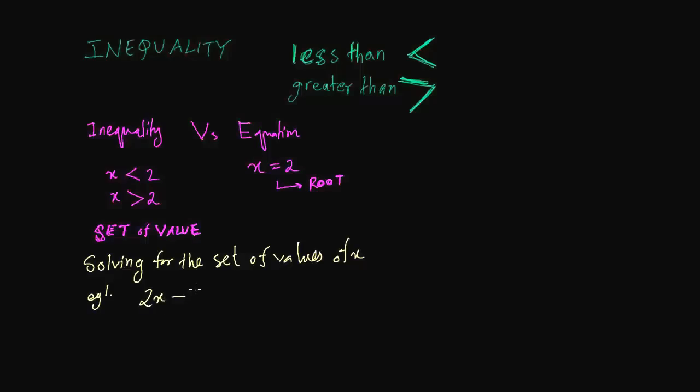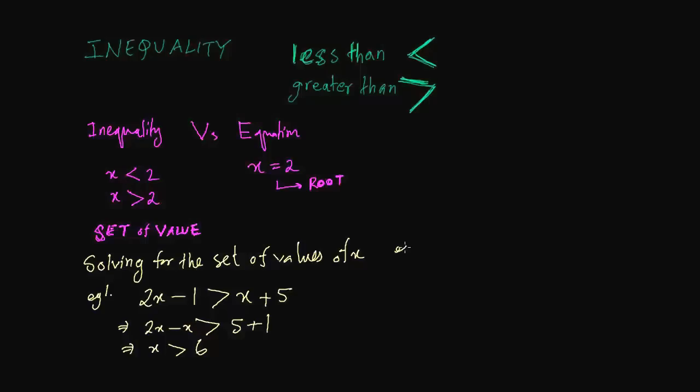Now let's use one example: 2x minus 1 greater than x plus 5. We solve this like any equation. We bring all the x on the left hand side. This is a linear inequality. So 2x minus x greater than 5 plus 1. If you bring that 1 to the other side, it becomes plus 1. So 2x minus x is x, greater than 5 plus 1 is 6. So x is greater than 6. This is exactly like solving an equation. All we do is exactly as we do in solving an equation.